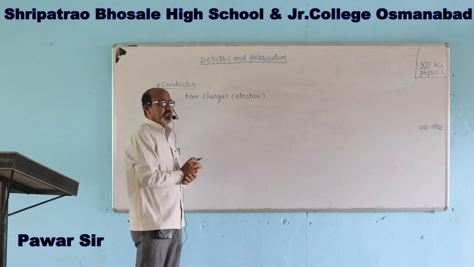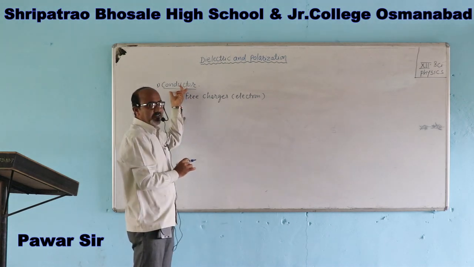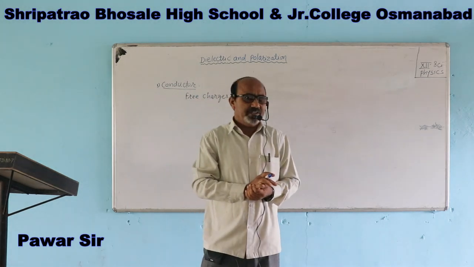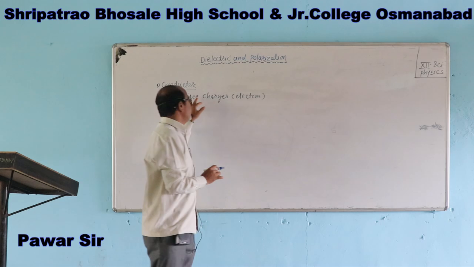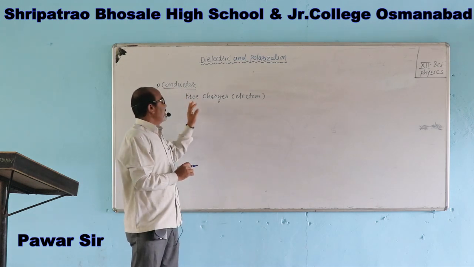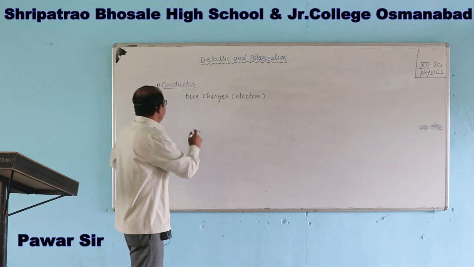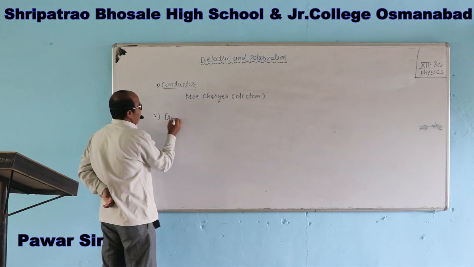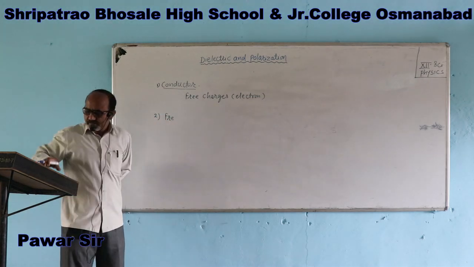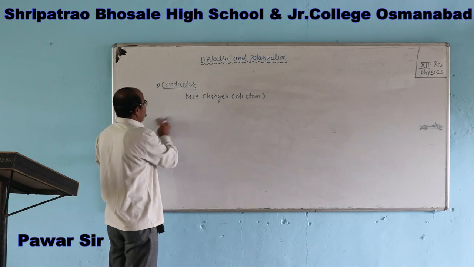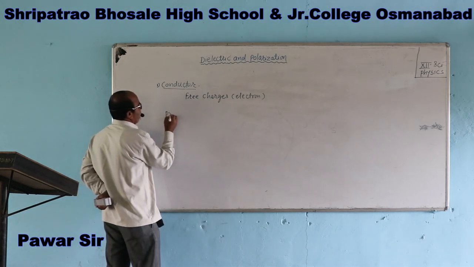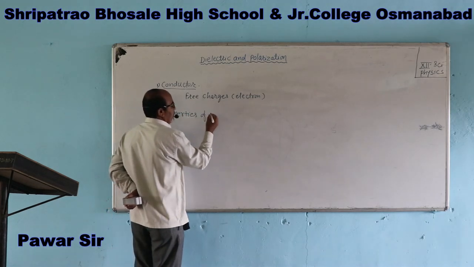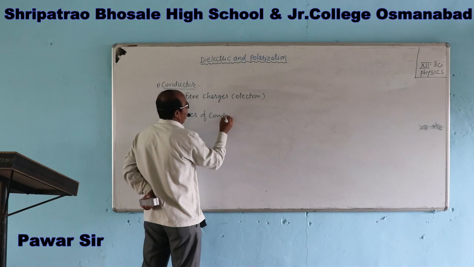When an electric field is applied across such a material, the electrons move in a direction opposite to the applied electric field and current can flow through such a material. These materials are called conductors. What is the meaning of free charges? We will see some properties. Properties of a conductor.